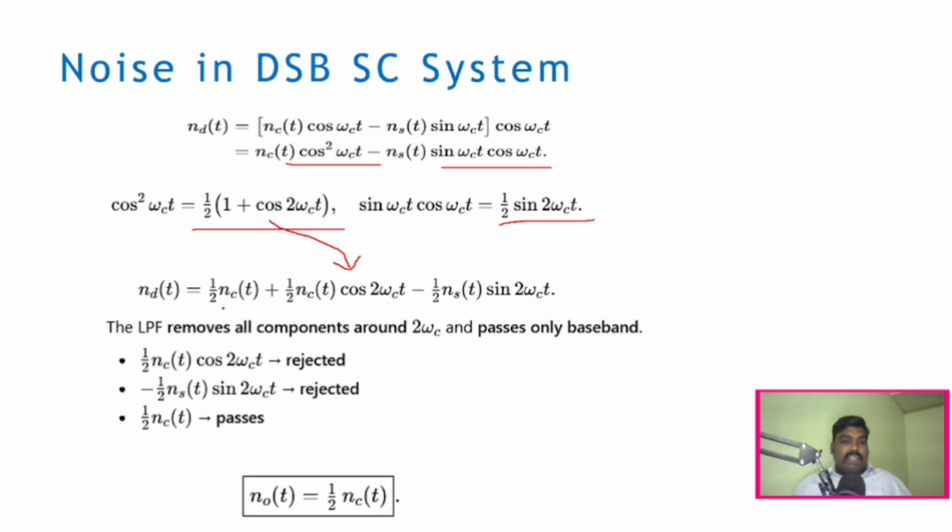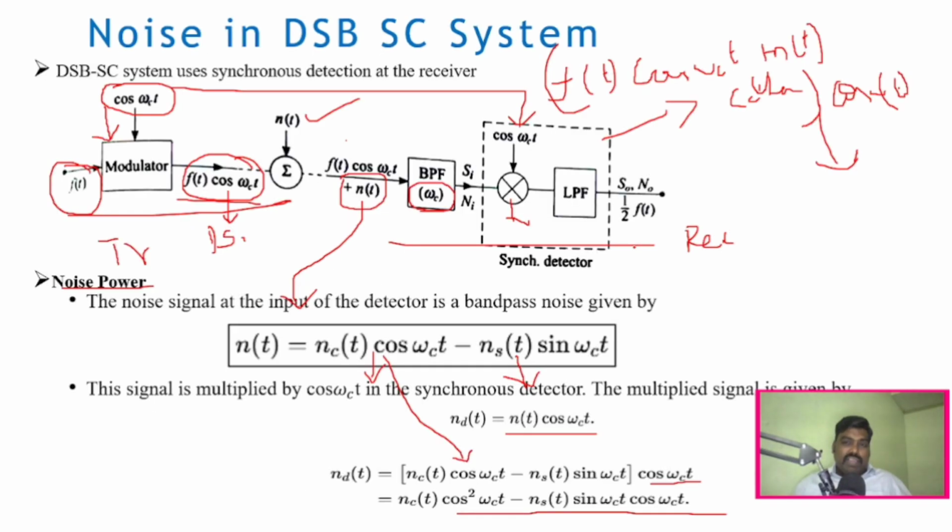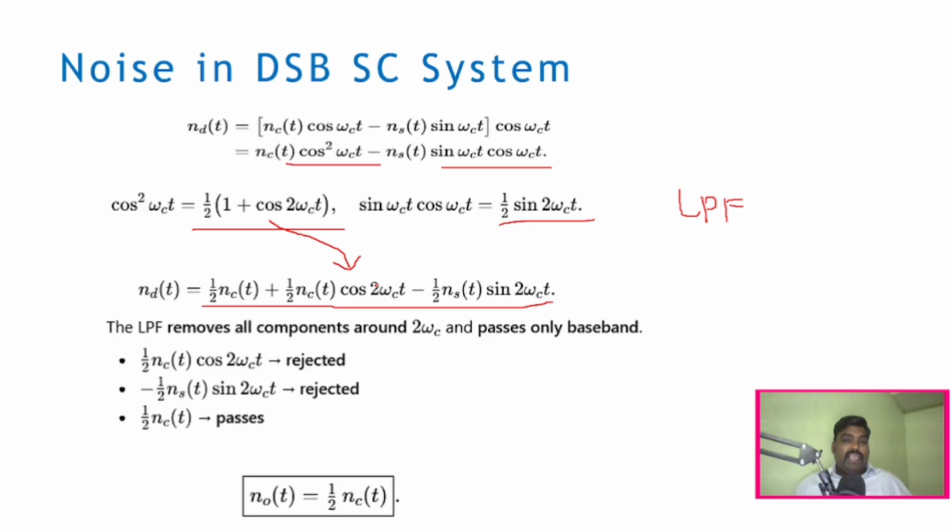And now this is the signal which we are sending to the low pass filter. You can see in the system, after multiplying, you are sending it to the low pass filter. Now what the low pass filter will do is remove all the high frequency components. You can see these are the high frequency components. Those components will be rejected and only the low frequency component is allowed, that is 1 by 2 nc of t. This is the noise at the output.